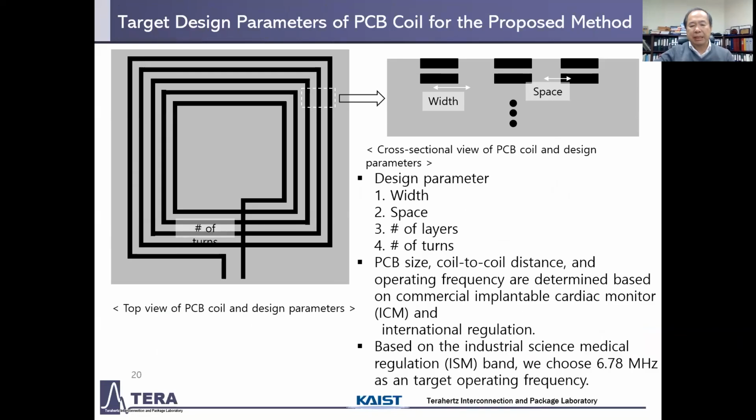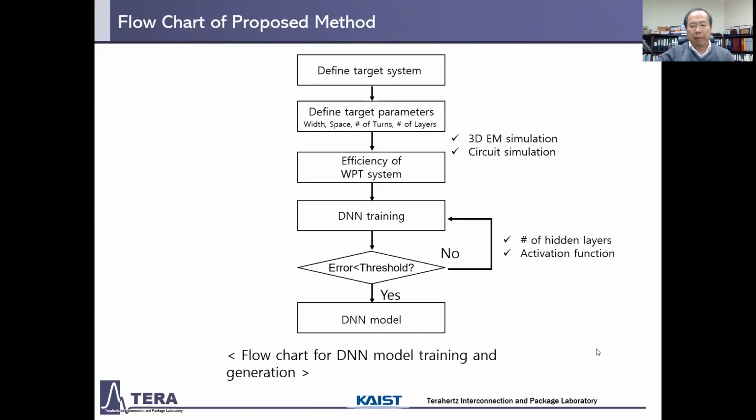And we give it some certain cases. For example, when we are designing the coil using a PCB, we have to decide the width, space, number of layers, and number of turns. For this demonstration, we chose the frequency 6.78 megahertz. Initially, we define the target system, and then in the next step, we define the target parameters such as width, space, number of turns, and number of layers. And we calculate the efficiency of the wireless power transfer system. Initially, we generate the data using 3D EM simulations and circuit simulation. And after a certain accumulation of data, of course, it takes some time and resources, the DNN training is done. And then we develop the DNN model.